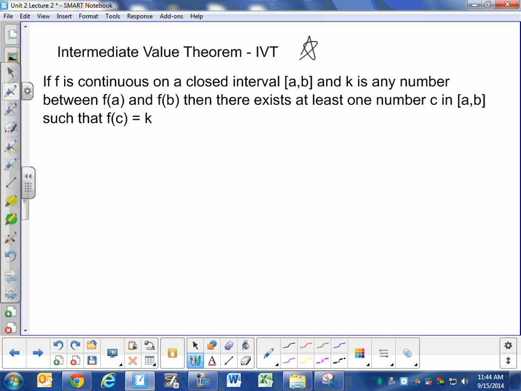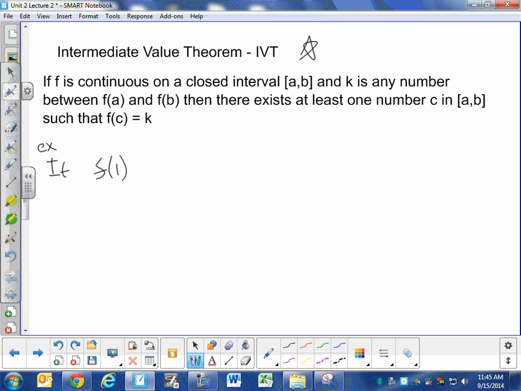If f is continuous on a closed interval and k is any number between f of a and f of b, there exists at least one number c in a to b such that f of c is equal to k. Sounds crazy, doesn't make sense. But here's what this theorem does. If, and this is just an example, this is not me showing you the theorem.